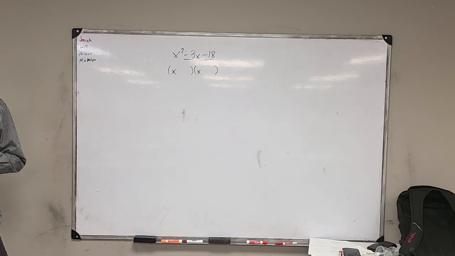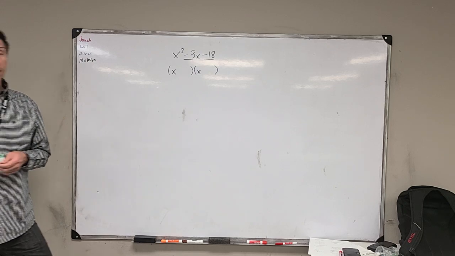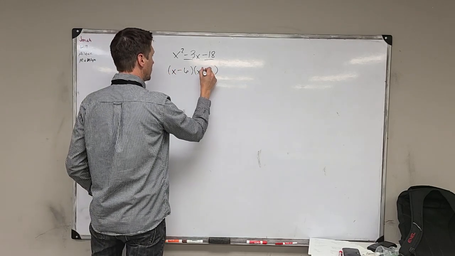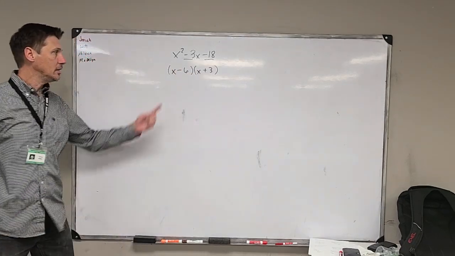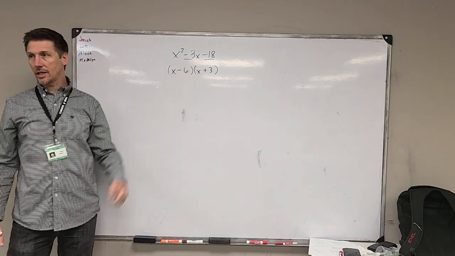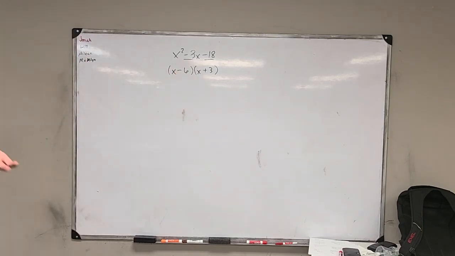Would it be positive 6? No. Negative 6 and positive 3. Good. Does everybody see that? These numbers multiplied together give you negative 18. When you add these two numbers together, you get negative 3. Right? That's as simple as it is. That's all you have to think about with that. All right?